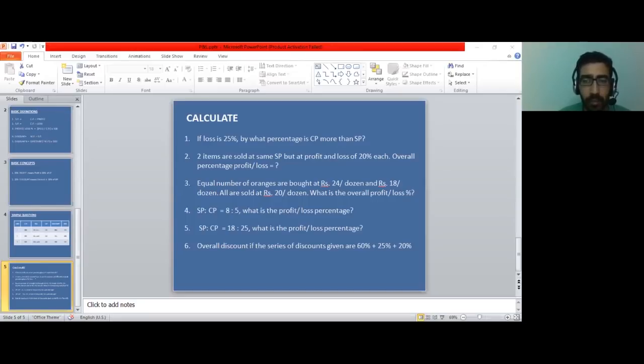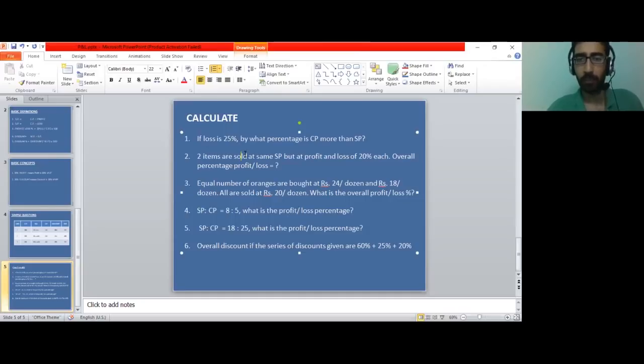So let me go back to the slide. In question number one, any problem with question one? Loss is 25%. You could always take cost price as 100 and selling price as 75, and that would immediately answer your question. Take cost price as 100, selling price comes out to be 75, 25% less than cost price. That is what loss means, and then you can calculate the question given.